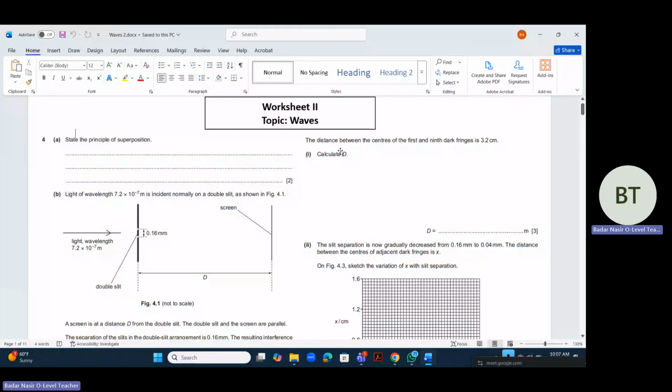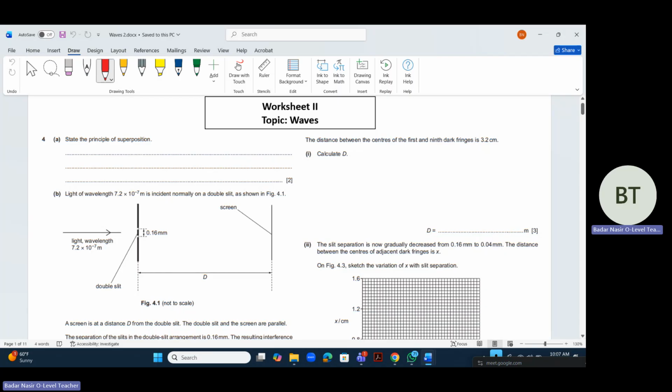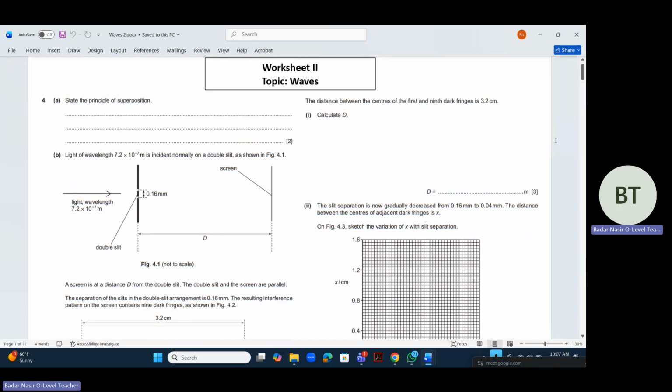slit experiment. So question number 1 is: state the principle of superposition, and this part is for 2 marks. Okay, so what is the principle of superposition? The superposition principle is when two waves are traveling in the same direction and meet at a point, the resultant wave has an amplitude or displacement which is equal to the sum of the individual displacements.